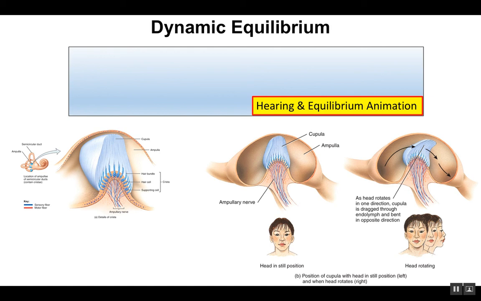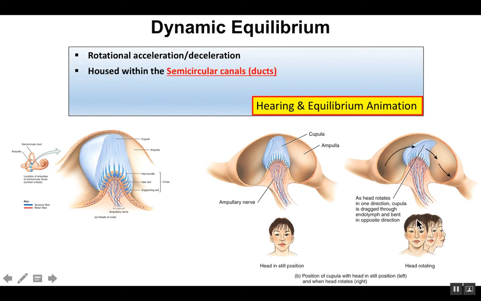Dynamic equilibrium is a more dramatic movement of the head. We call this rotational acceleration and deceleration, moving your head side to side. The structures that help balance in response to these movements are the semicircular canals or ducts. Inside these semicircular canals, there are neurons located in a structure known as the cupula. And as your head shifts, fluid moves this cupula, and that stimulates the neurons. These neurons then transmit to your brain, and you respond by balancing.